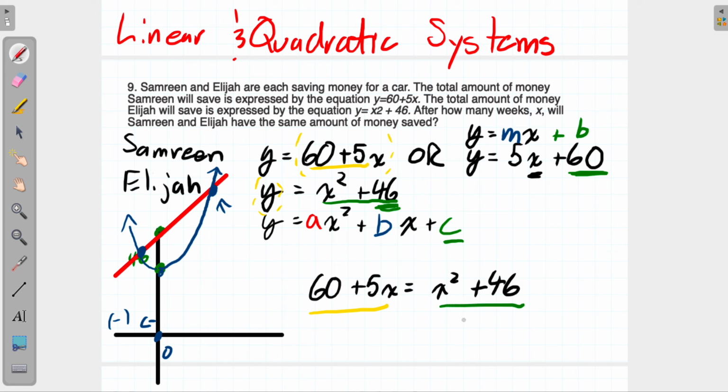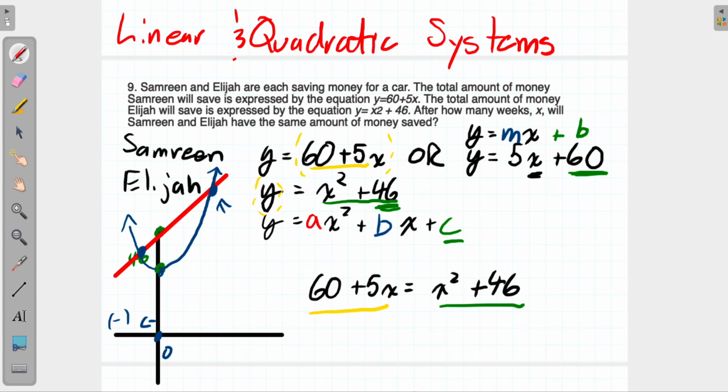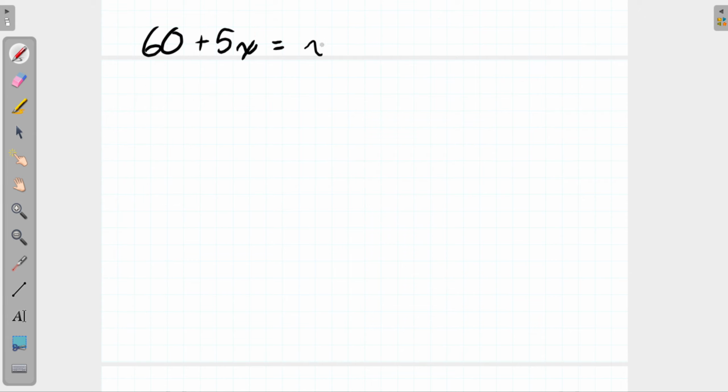Now, I don't quite have all the room, so I'm going to jump to another page here. Hopefully I can remember it. We start with 60 plus 5x is equal to x squared plus 46.